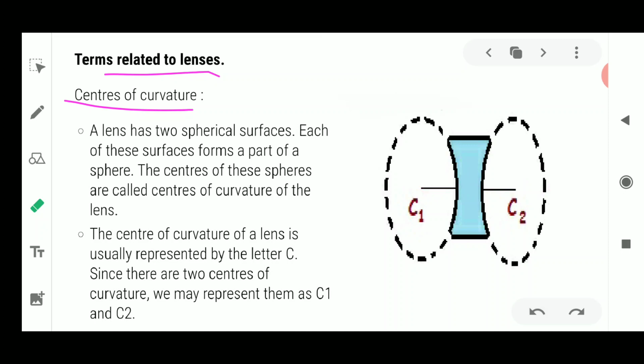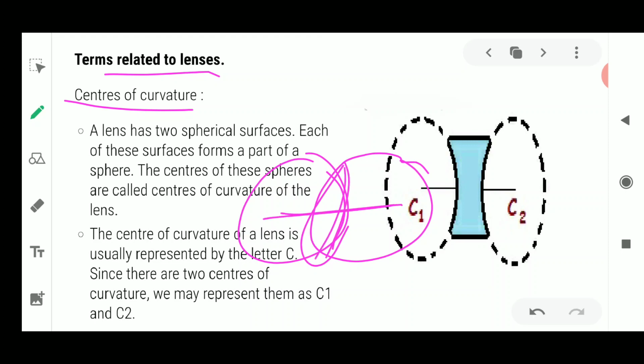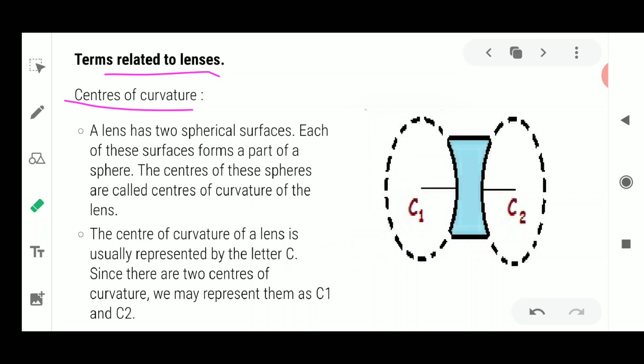A similar thing is done in the convex lens also, where there are two spheres, and from there we cut these two surfaces, which becomes a convex surface. Here we are talking about the concave lens, so we take these two. There are two centers of curvature. A lens has two spherical surfaces.